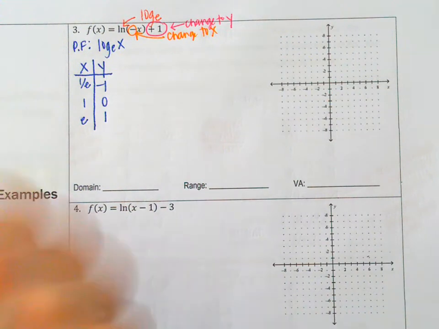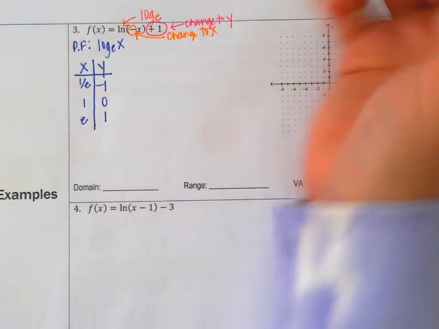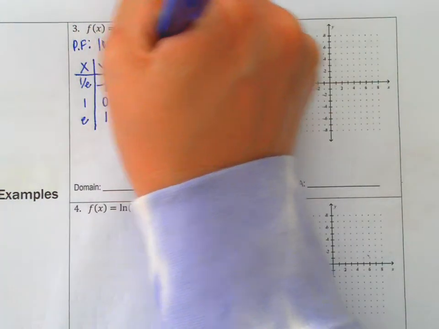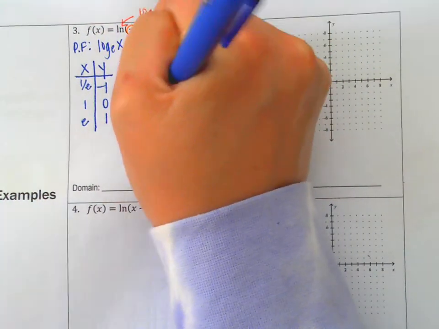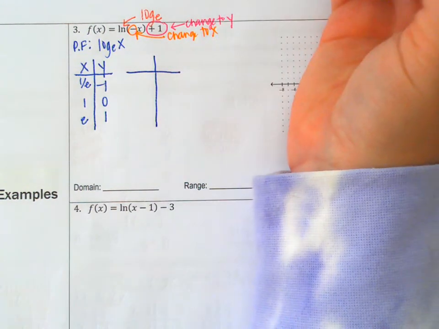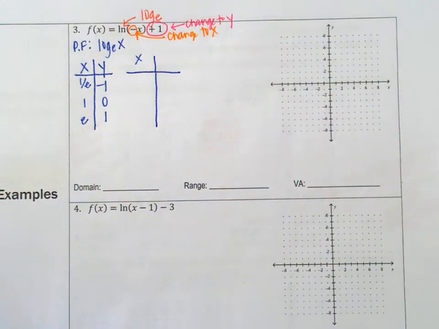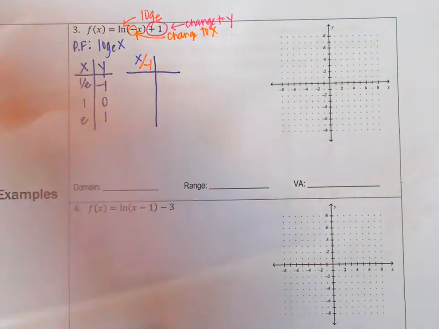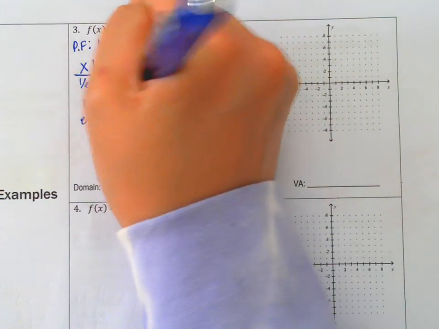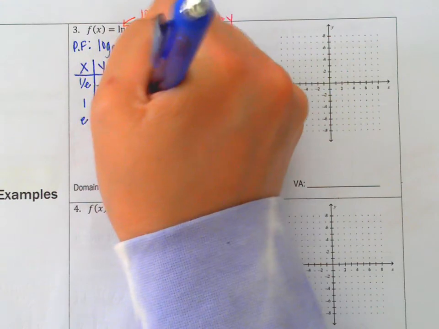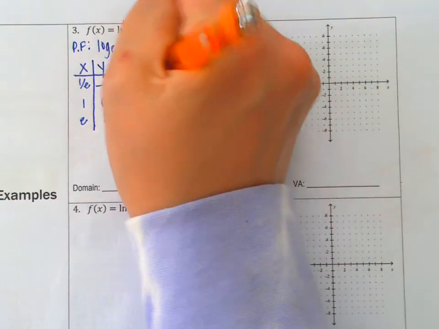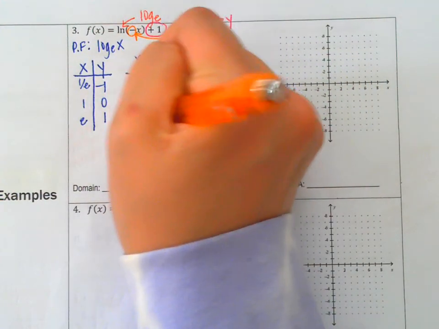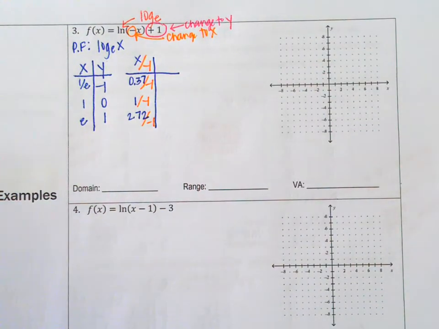Okay, so let's plug those transformations in. So when it's a change to the x, is it the same operation or is it the opposite operation? And it's opposite. So what we're going to do, instead of multiplying by -1, we're going to divide all of my x values by -1. So we're going to have 0.37, 1, and 2.72. And then we're all dividing these by -1. If you want to multiply by -1, gets you the same thing.